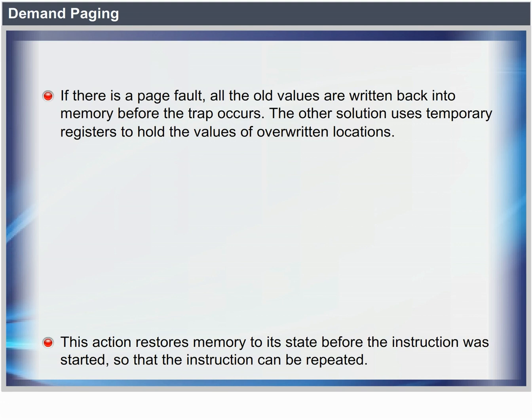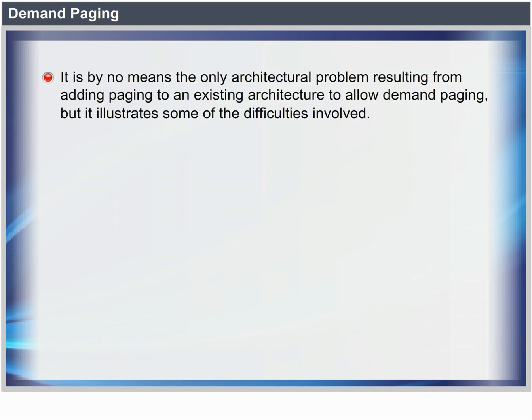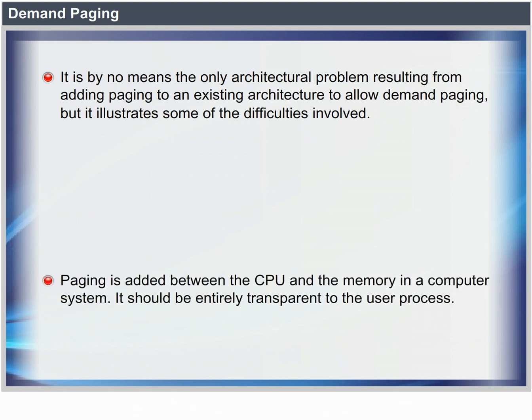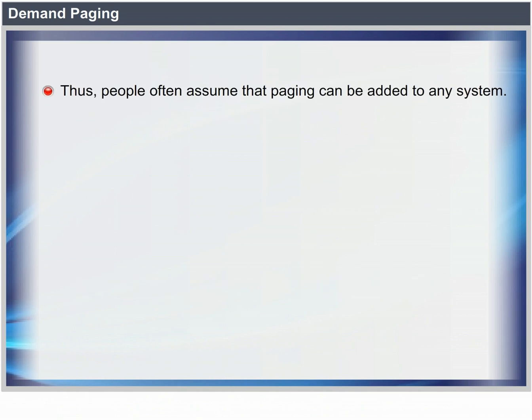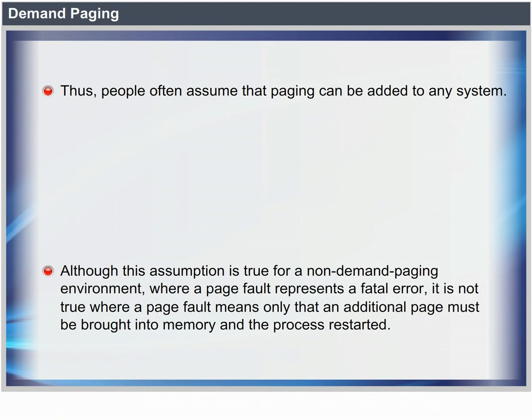This is by no means the only architectural problem resulting from adding paging to an existing architecture to allow demand paging, but it illustrates some of the difficulties involved. Paging is added between the CPU and the memory in a computer system. It should be entirely transparent to the user process. Thus, people often assume that paging can be added to any system. Although this assumption is true for a non-demand paging environment, where a page fault represents a fatal error, it is not true where a page fault means only that an additional page must be brought into memory and the process restarted.